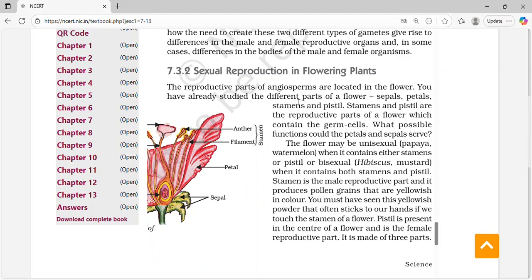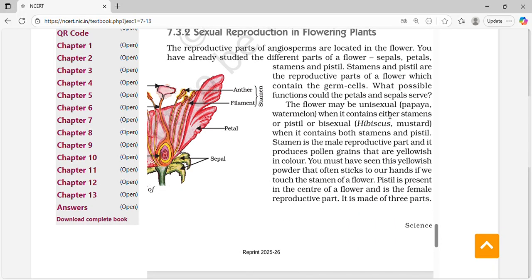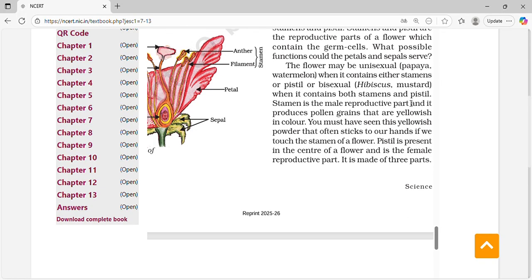Reproductive parts of angiosperms are located in the flower. You already studied the different parts of a flower: sepals, petals, stamens, and pistil. The reproductive parts of a flower contain the germ cells. The flower may be unisexual, like papaya and watermelon, when it contains either stamens or pistil, or bisexual, as in hibiscus and mustard, when it contains both stamens and pistil.